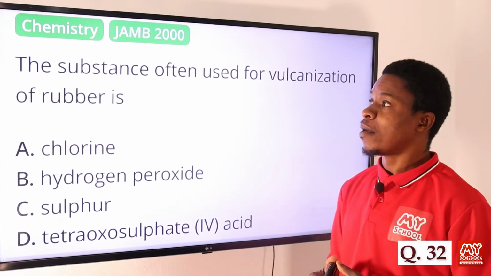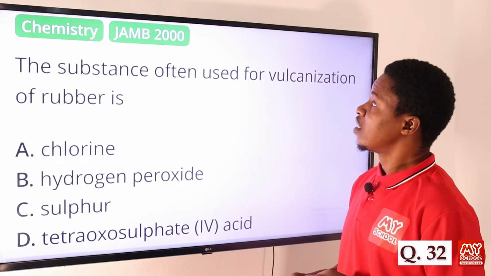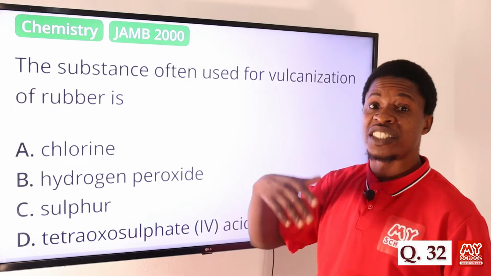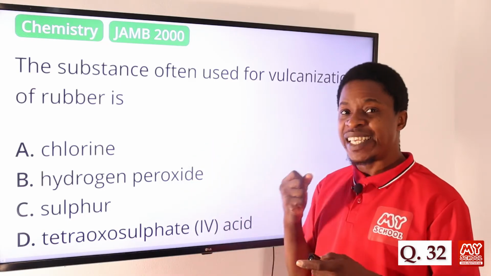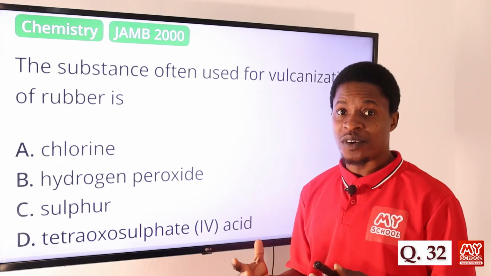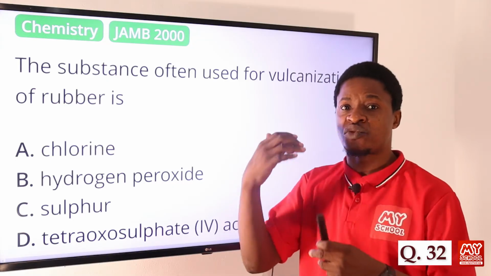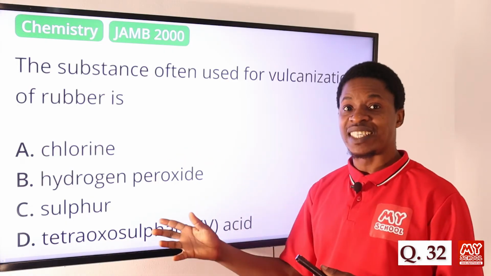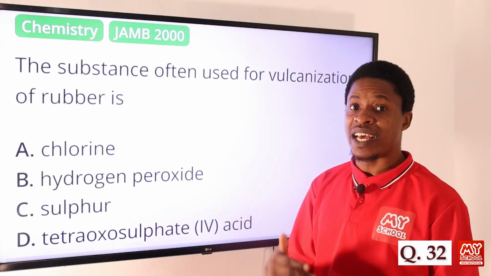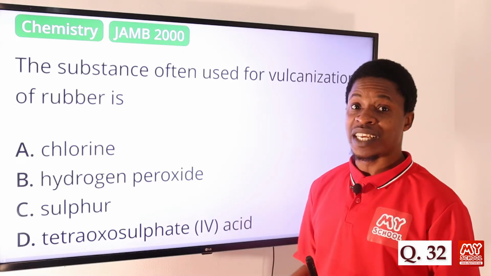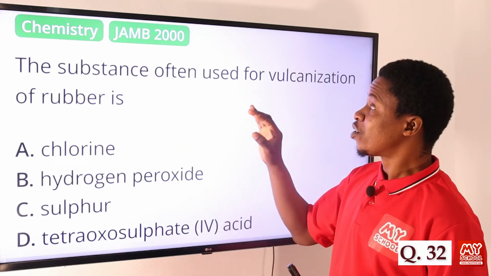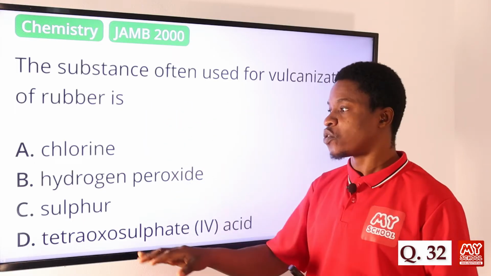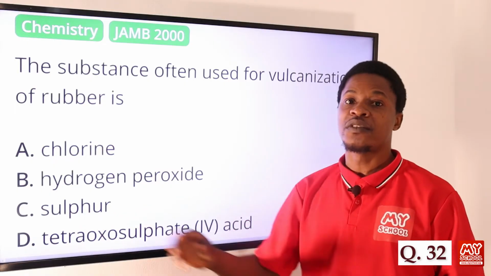Now let's move over to question number 32. The substance often used for vulcanization of rubber is what? The question is, what is vulcanization? Vulcanization is a process whereby rubber is heated with sulfur. Why do we do that? In order to increase the strength of that particular rubber. Though some other elements like tellurium and selenium are also vulcanizing substances, among these options, the substance often used for vulcanization of rubber to increase the strength is sulfur. So the correct answer here is option C.